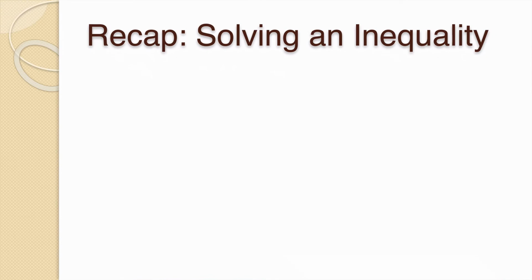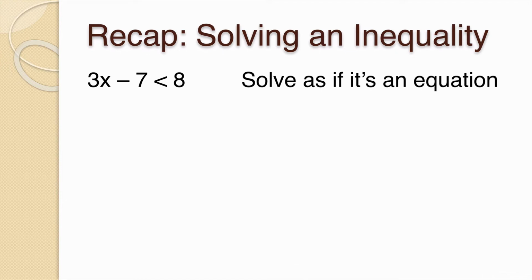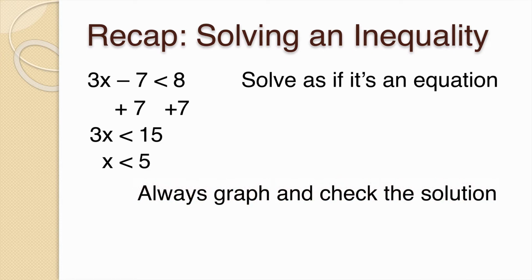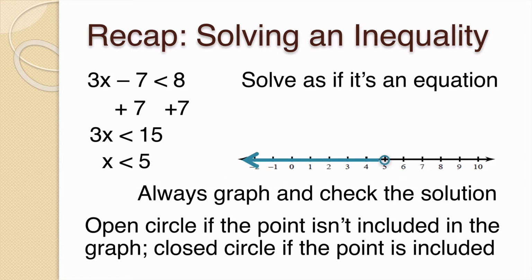Solving an inequality. Let's take 3x minus 7 is less than 8. Remember, to solve an inequality, you solve it just like it's an equation. That means I'm going to add 7 to both sides. I'm going to divide by 3. Then I always graph and check the solution. So there's my graph. Remember, use an open circle if the point isn't included in the graph, and a closed circle if the point is included.